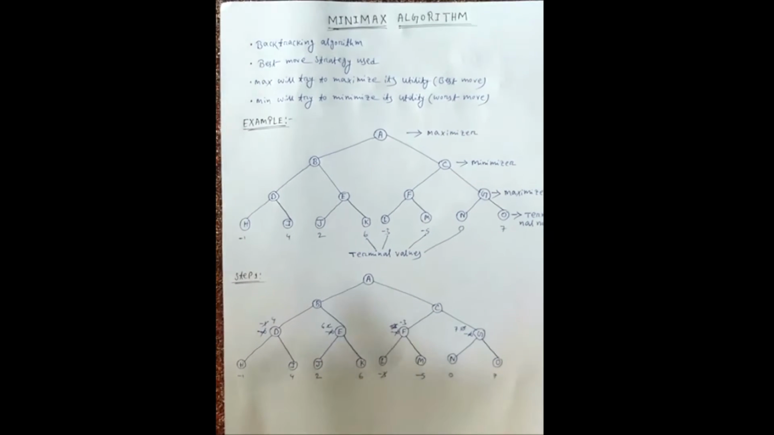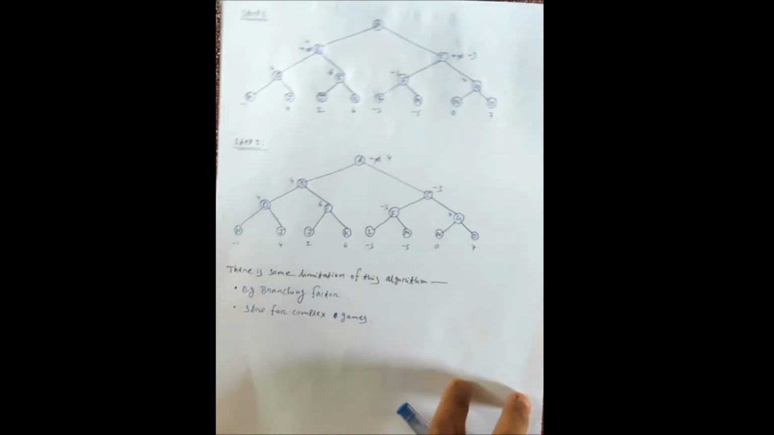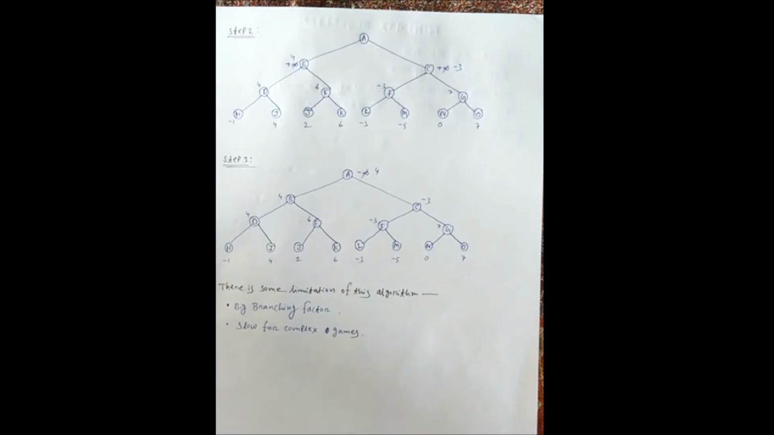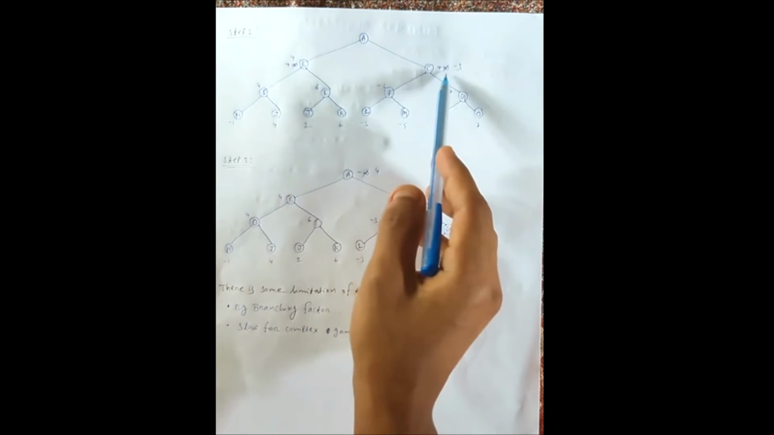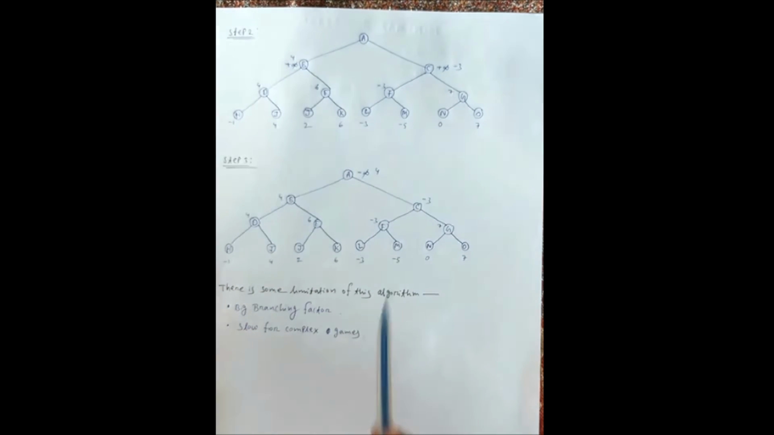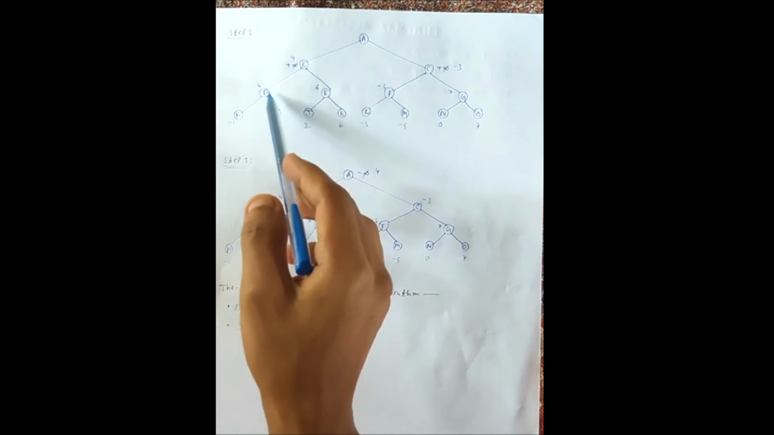This is step 1. Now we are moving to step 2. Let's see what step 2 is. In step 2 we will set plus infinity to the minimizer and compare it with the maximizer values and choose the minimum value. Okay, these two are the minimizers and I have assigned plus infinity initially, plus infinity and plus infinity here, and compared it with the maximizer.